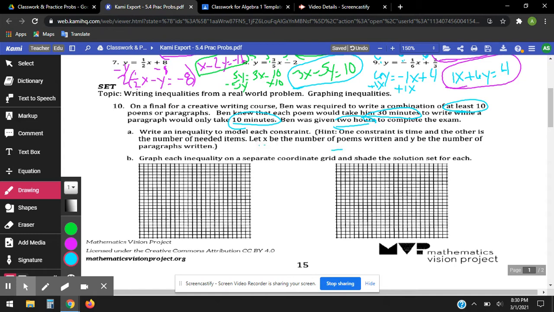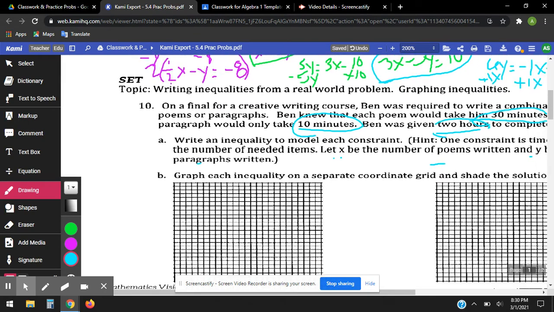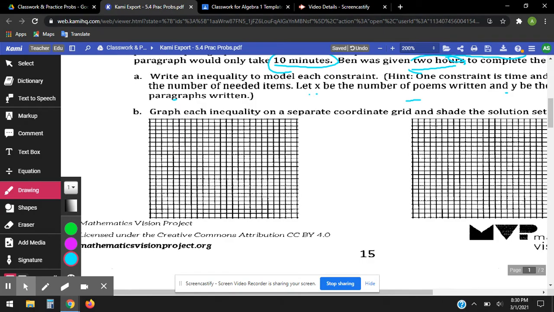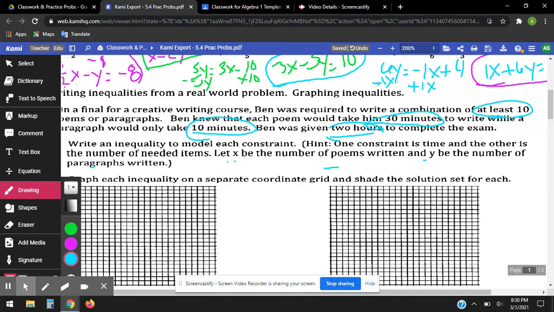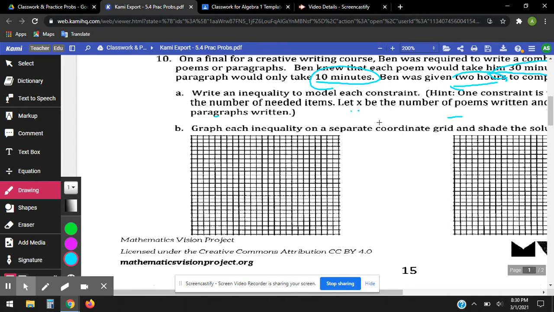X needs to be poems, Y paragraphs. So he has to have 10 poems or paragraphs. I'm going to zoom this in a little bit so I can see this better. One constraint is time, and the other is the number of needed items. So he needs at least 10. So X plus Y has to be greater than or equal to 10.